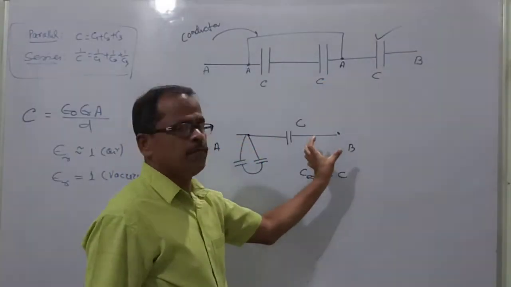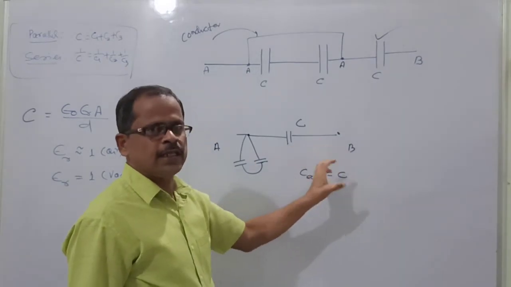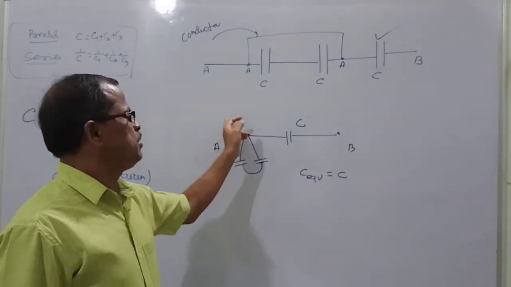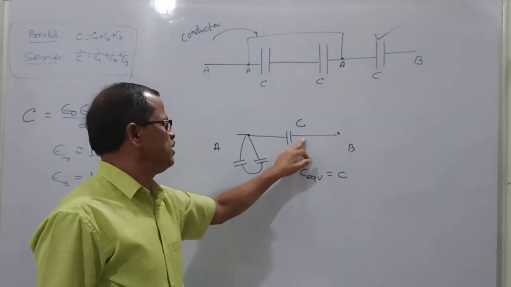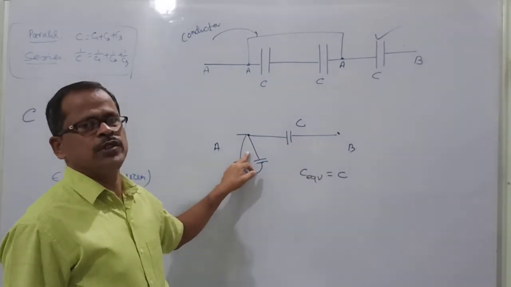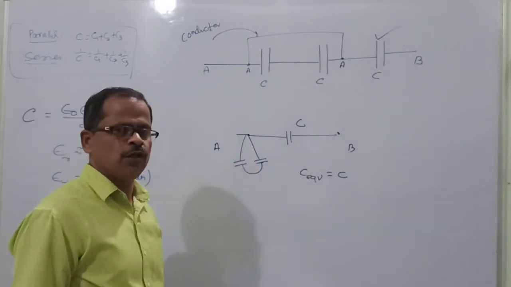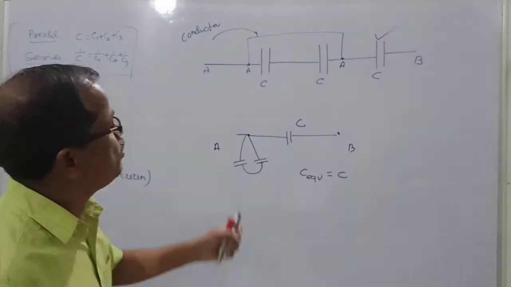Then redraw the figure. Then you will find that the net capacitance between A and B is only one capacitor, because this capacitor is connected to the same point. No meaning. So next question. Please note down.